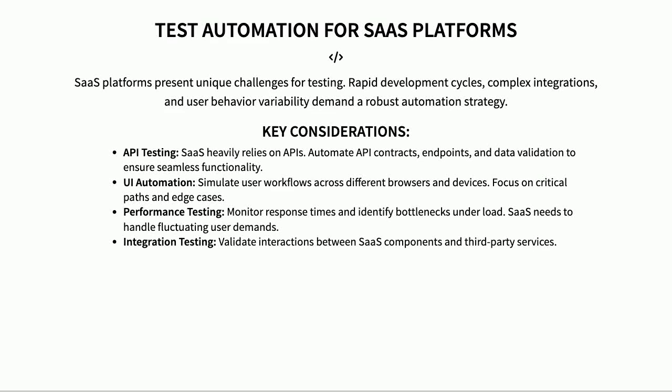Let's talk about test automation for SaaS. It's a really important area. These platforms are constantly evolving, so you need to be able to quickly verify changes and integrations. A big part of that is testing the APIs, which are at the heart of almost everything these days. Then there's the user interface. You want to make sure your automation can simulate how users actually interact with the system. And don't forget performance. SaaS platforms need to be able to handle a huge number of users at once, so we need to test how they perform under pressure. Finally, always keep an eye on those integrations. Making sure everything talks together smoothly is crucial.